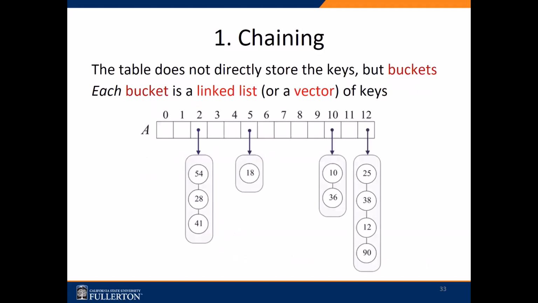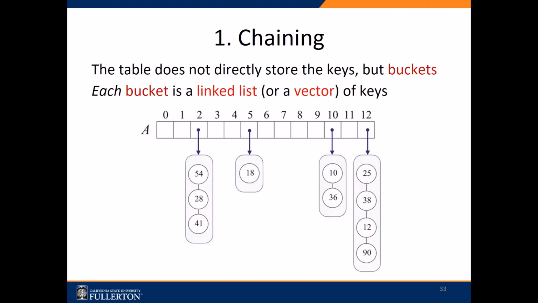So the first approach to dealing with collisions is called chaining. The main idea here is that we do not store our keys directly in the array of the hash table. Instead, each element of the hash table now stores a bucket of keys. And this bucket can be implemented either as a linked list or as a vector of keys.